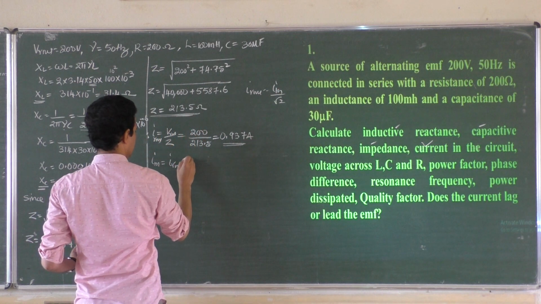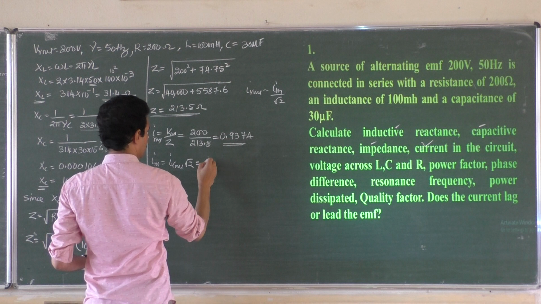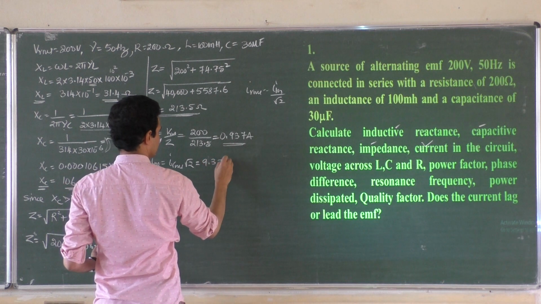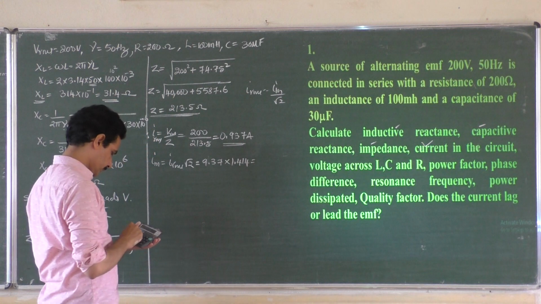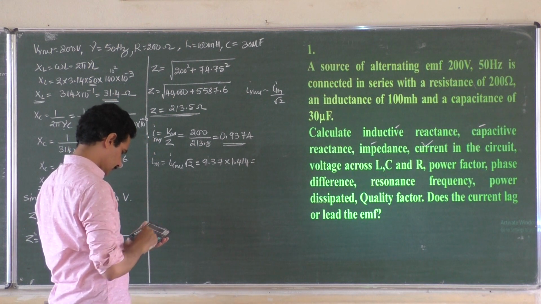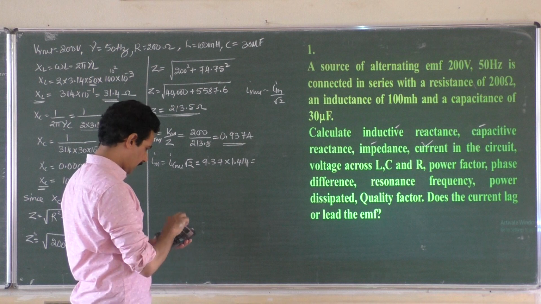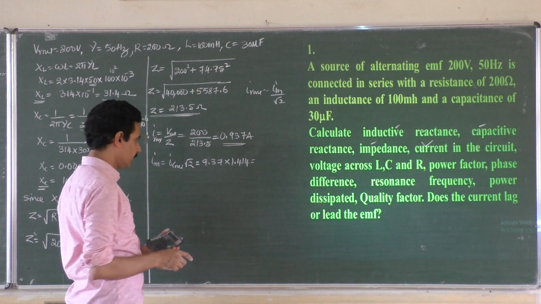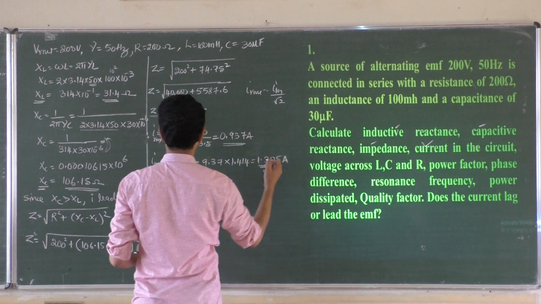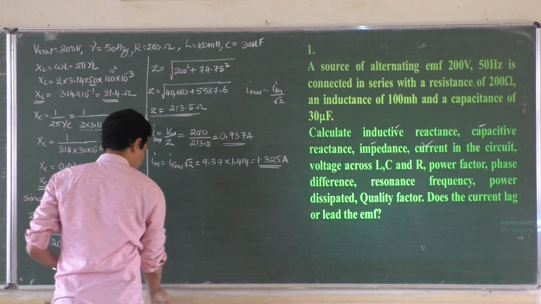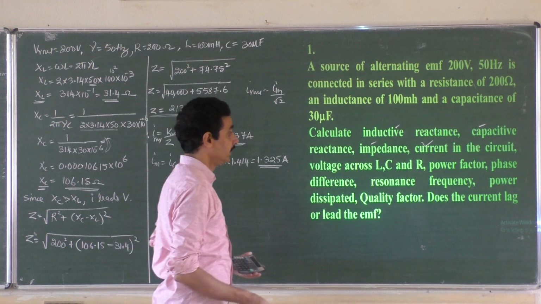IRMS into root 2, that is equal to 0.937 into 1.414 ampere. Root 2 into 1.414, that is equal to 1.325 ampere. This is the peak value of current at that moment. What else you have to calculate?